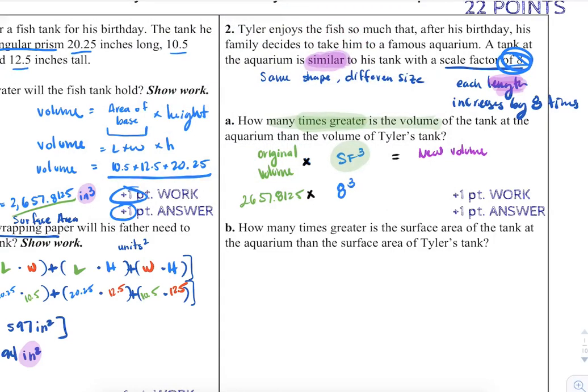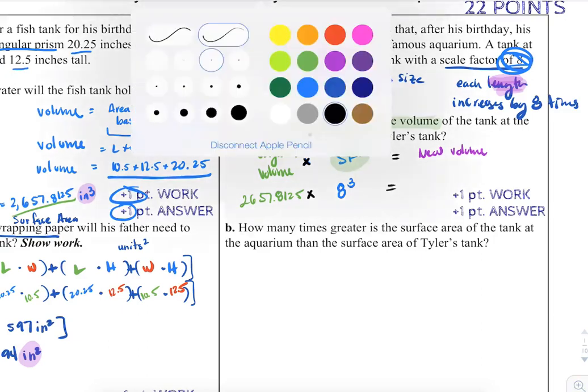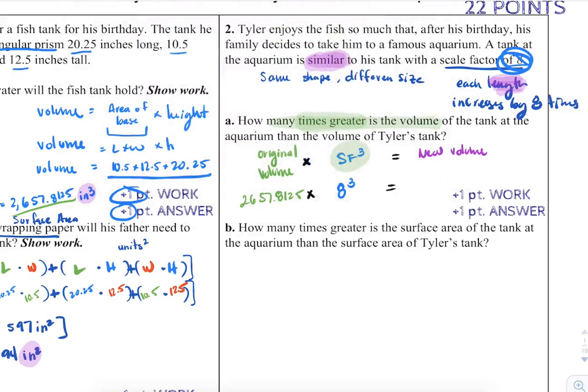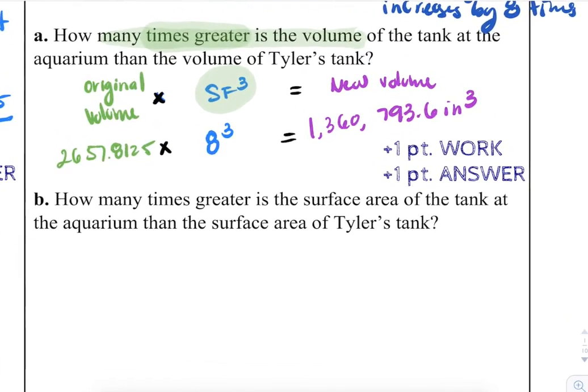cubed, and that should equal a new volume of something super huge, which is 1,360,793.6 inches cubed. Now, you didn't have to figure out the new volume. If you did not come up with this part over here, that's okay. It doesn't ask for that.